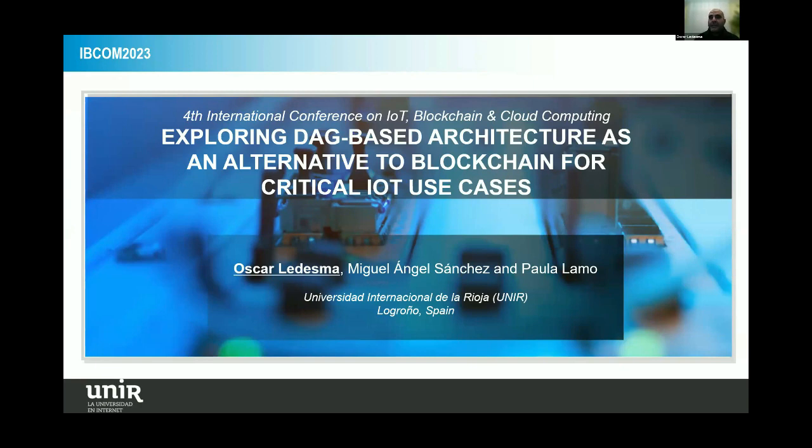And this is the name of this presentation: exploring DAG-based architecture as an alternative to blockchain for critical IoT use cases. This research presentation discusses the use of Directed Acyclic Graphs, DAG, in place of blockchain technology for critical use cases in the Internet of Things. The focus is on vaccine cold chain monitoring, where the blockchain's speed and scalability are limited.